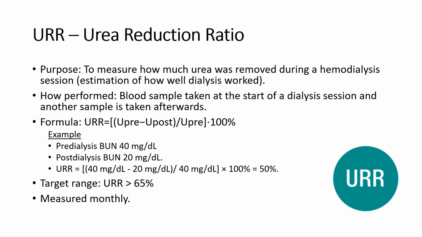Basically, the urea reduction ratio is the pre-dialysis BUN minus the post-dialysis BUN, divided by the pre-dialysis BUN, and that times 100, so you can express it as a percentage. So for example, let's say the BUN is 40 before dialysis and it's 20 after dialysis. The URR would be calculated as 40 minus 20 divided by 40 times 100%, and that equals 50%. So in this case, the URR would be 50%. Our target range for URR is greater than 65%, and it is a test that is measured monthly in our patients.